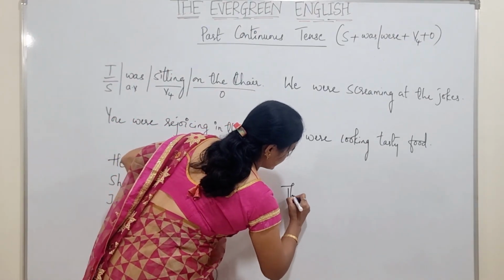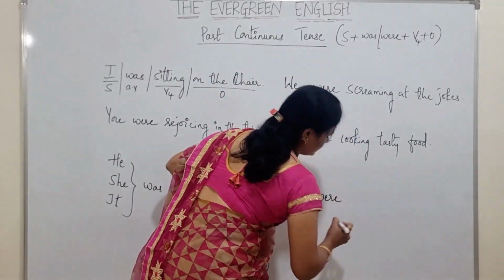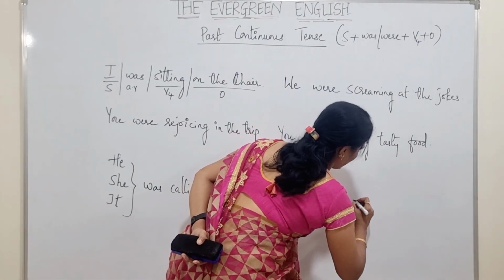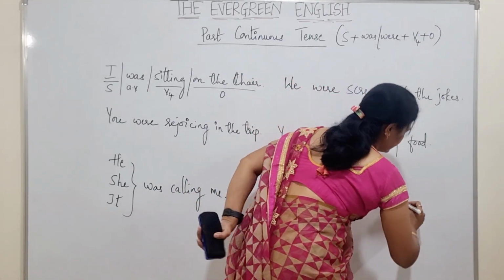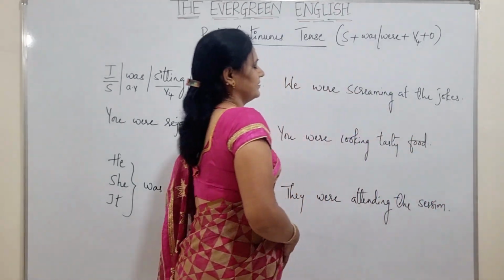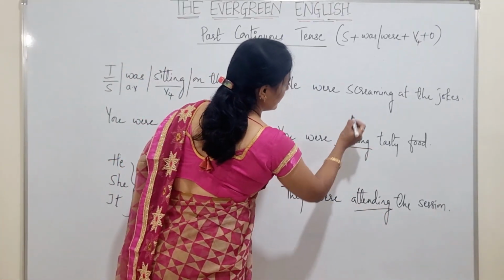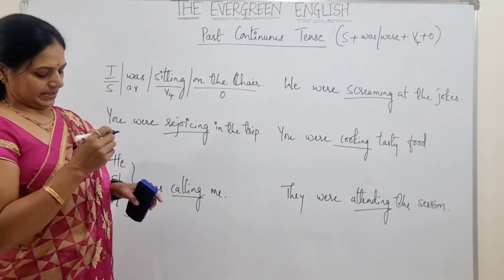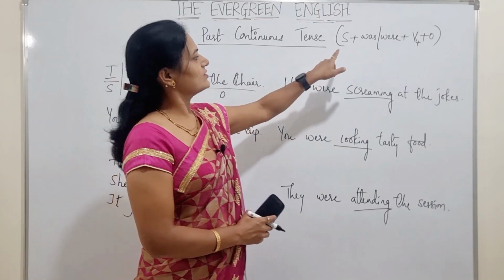Next, they. They were attending the session. Yes, they were attending the session. So, attending, these are the verbs. I am using different verbs so that you will get to know different verbs here, isn't it? So, up to this is also correct.